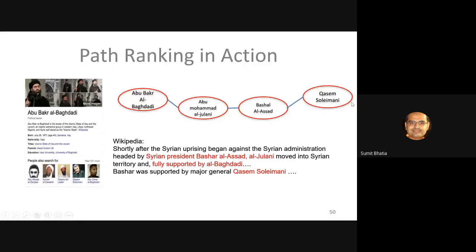Qasim Soleimani is the military general of Bashar al-Assad. Bashar al-Assad, who is the Syrian president or Syrian leader, is fighting a war with ISIS. Al-Julani is the ISIS leader in that war, and al-Baghdadi was the head of ISIS, right? So now with this path, the connection becomes very apparent, very clear.